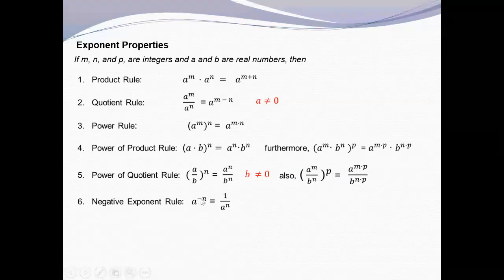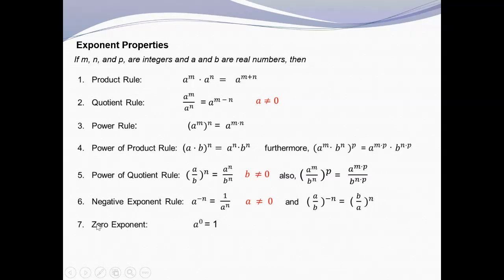Negative exponent rule. If you have a to the negative n, it's like the reciprocal, and then it's going to be a to the n power. And it cannot be equal to 0 because if it's 0, it'll be undefined. And this is what I was talking about earlier about the reciprocal. If you have a over b to the negative n power, all you do is flip it, the reciprocal, and it becomes positive. This is a zero exponent rule. Anything to the 0 power is 1. For example, a to the 0 power equals 1. A cannot be 0. And again, for property number 7, anything to the 0 power is equal to 1.